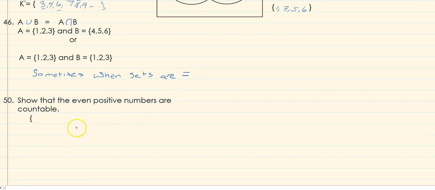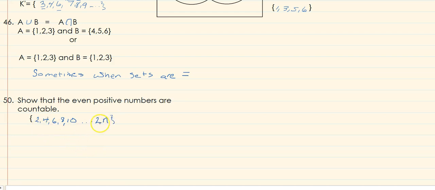Okay. And the last one we're going to do is number 50. For 50, we need to show that the even positive numbers are countable. Those numbers would be numbers like 2, 4, 6, 8, and 10. This is a great answer, but a better answer would show that they're always countable. And there's a pattern there.